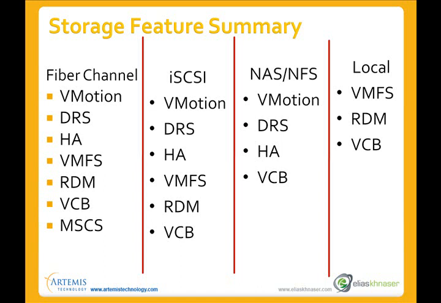Now, with NAS and NFS, your features, as you can see, shrink. Now you can only do vMotion, DRS, HA, and VCB. With local, if you're using local storage, you can obviously have VMFS, you can do raw disk mapping, and you can do VCB. Now, why can't you do vMotion or DRS or HA with local storage?